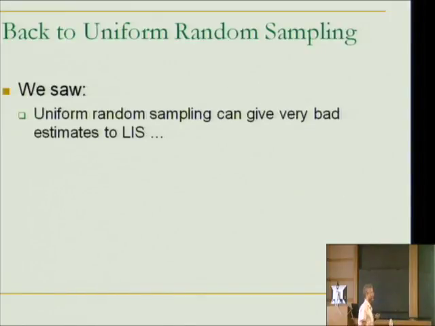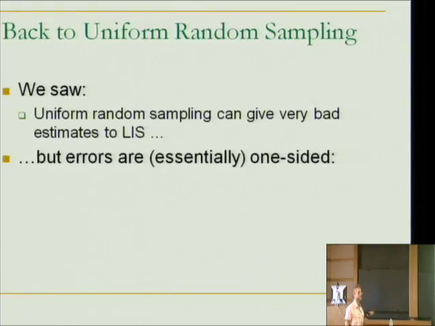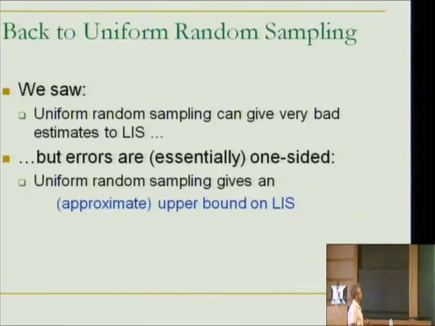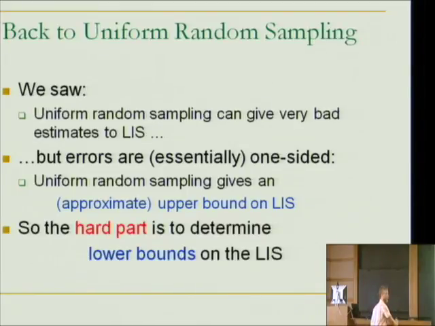Now let's make an observation about uniform random sampling. We saw that random sampling can give a very bad estimate of the LIS. But random sampling is not useless for the LIS, because the errors are essentially one-sided. If the LIS has size 0.3, then when you take your random sample, you will choose about the right fraction of that LIS, so you get an LIS of at least 0.3. So uniform random sampling gives us an approximate upper bound on the LIS. The hard part is to determine lower bounds on the LIS.